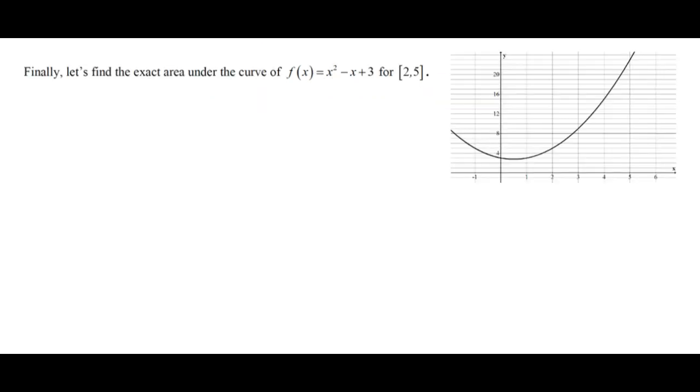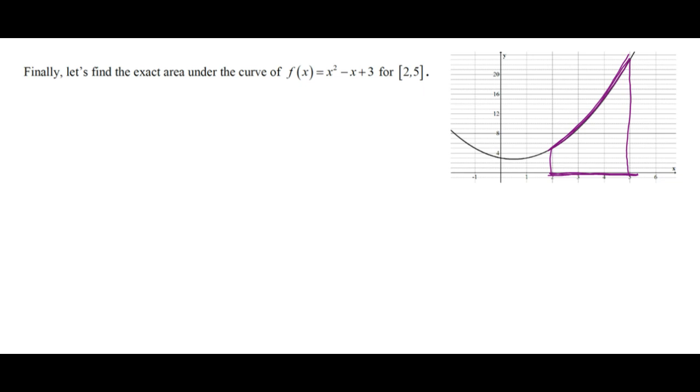Okay, so now we can do an actual example, right? Let's find the exact area under the curve of f of x equals x squared minus x plus 3, graphed right here, on the closed interval from 2 to 5, between the x-axis and the curve. Okay, so we're looking for this area, right?